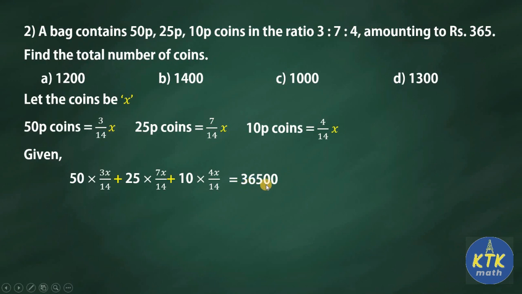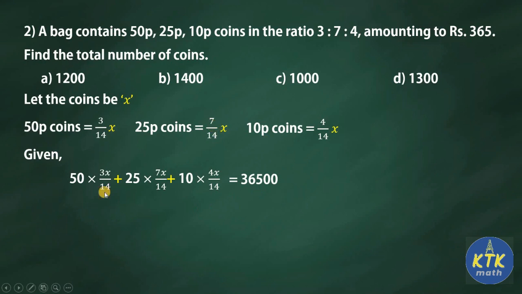36,500. How does this 36,500 come? The question gave rupees 365 only, no? Yes, 365 into 100, because here the coins are given in terms of paise and the amount is given in terms of rupees. So listen carefully, 1 rupee is how many paise? 100 paise. So 365 rupees can be written as 36,500. I am multiplying the rupees into 100. Now if we solve this equation, we will get the answer.